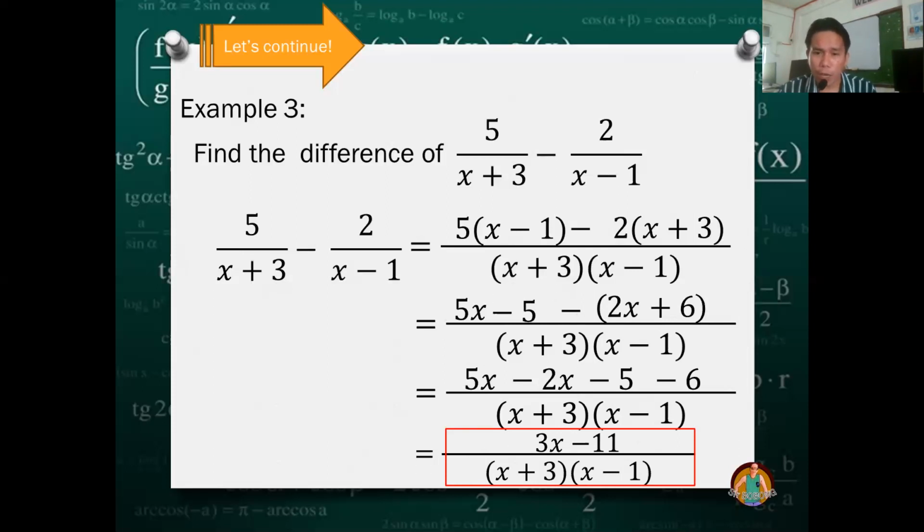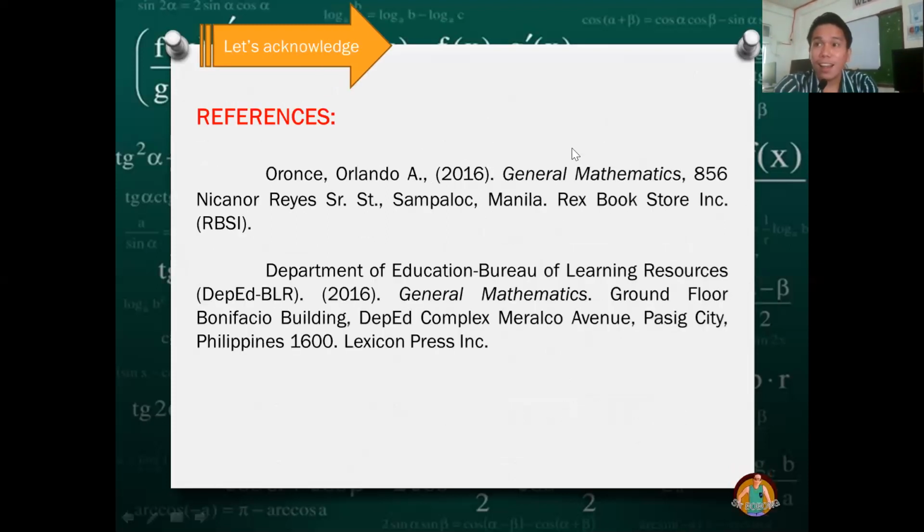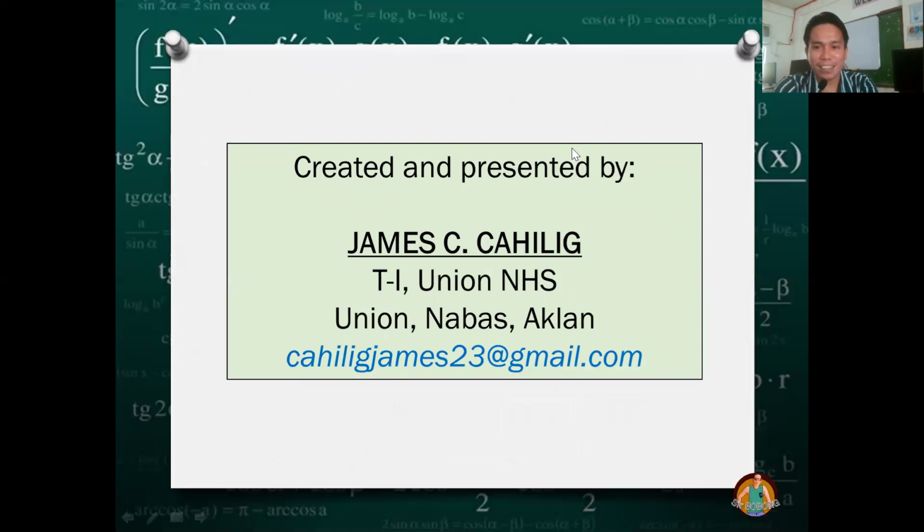Again, baka malito kayo. Yung 2x plus 6 natin sa taas is a subtrahend. Therefore, papalitan natin yung sign. So yung 2x mo magiging negative 2x at yung positive 6 mo magiging negative 6 na. Okay? And that will be our final answer. Okay. That will be our references and okay.